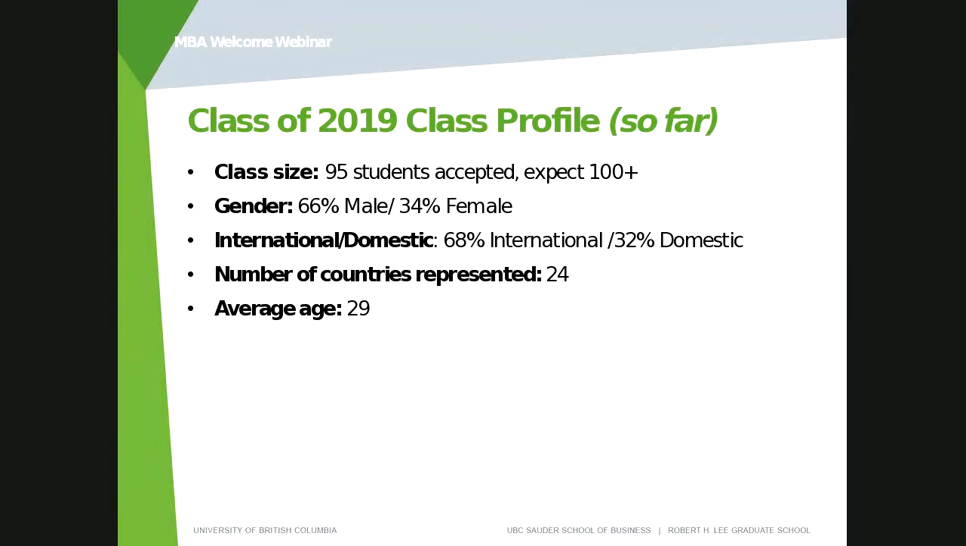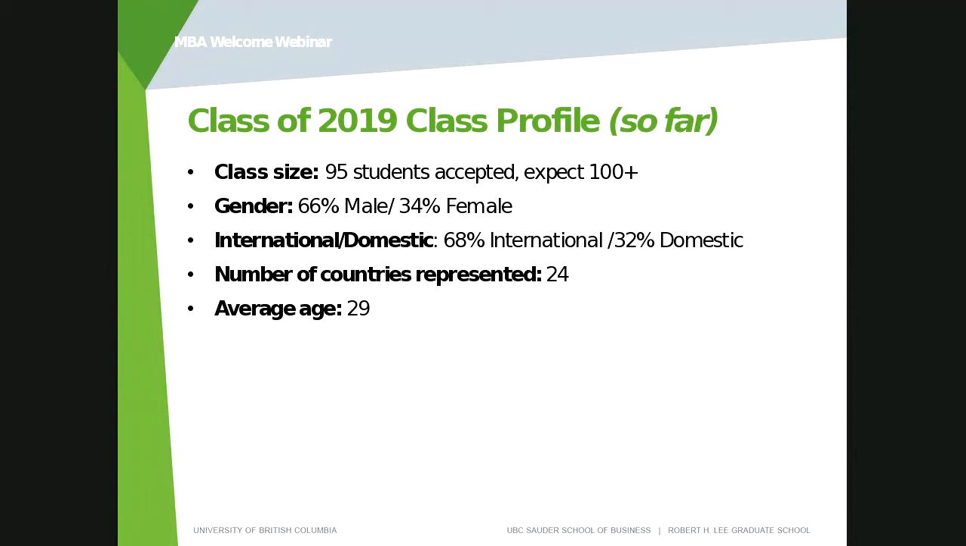I just wanted to start by introducing you to your class so far. You are the class of 2019. We currently have 95 students who are accepted into the program, and we would expect to have a final class size of around 100. The gender split is 66% male and 34% female. The international domestic split is 68% to 32%. There are 24 countries represented, so a really nice international mix in here, and the average age is 29.